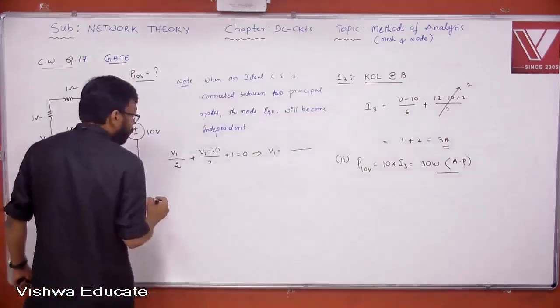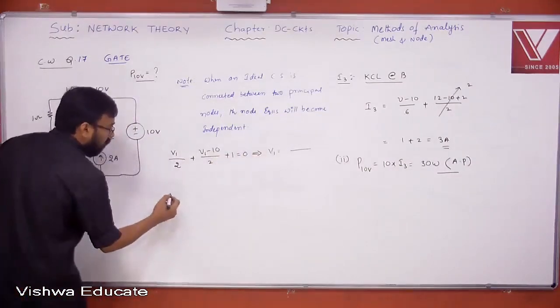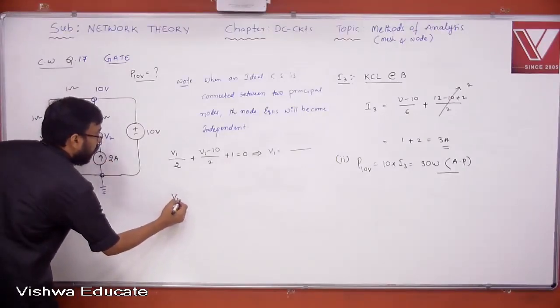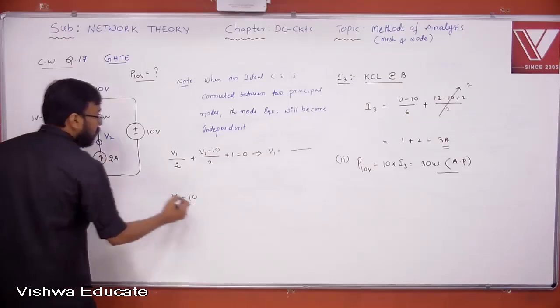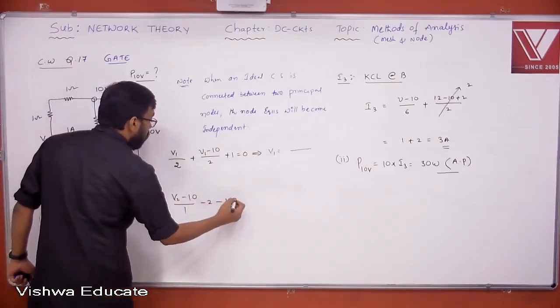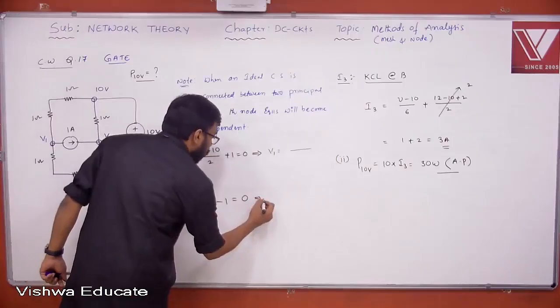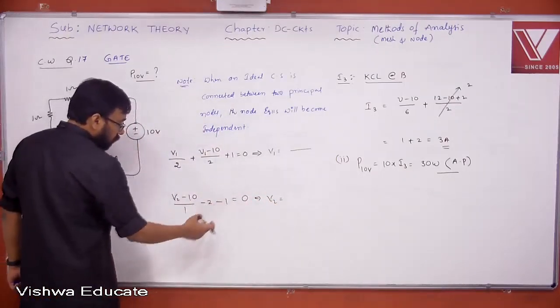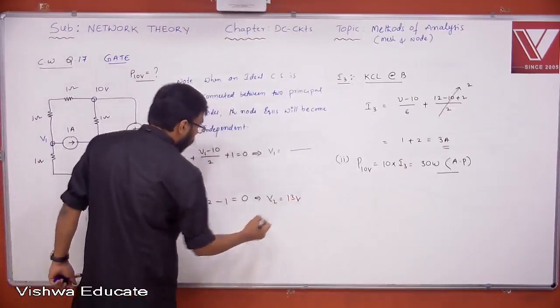Okay, next. You can observe that later on. Now you apply KCL at this node. V2 minus 10 by 1 minus 2 minus 1 is equal to 0. From this you can find V2. Then I think you get 13, right? 13 volts.